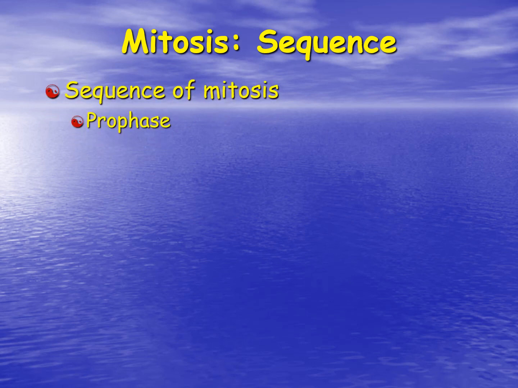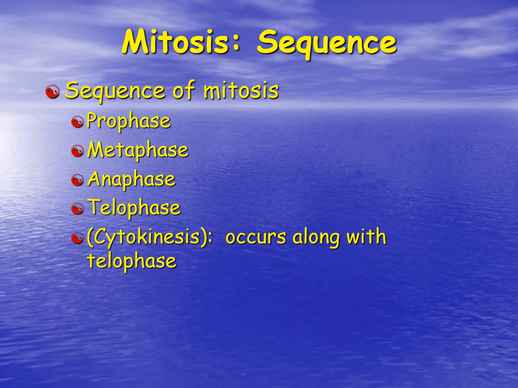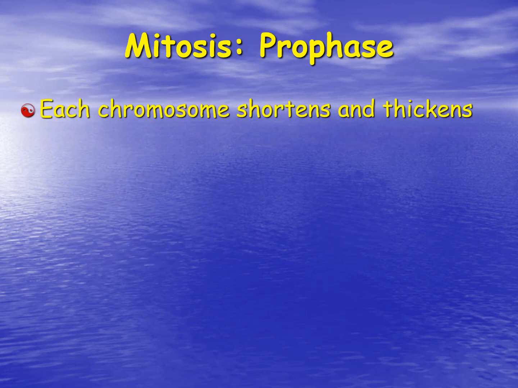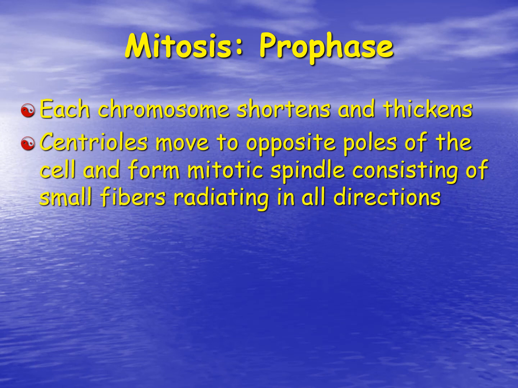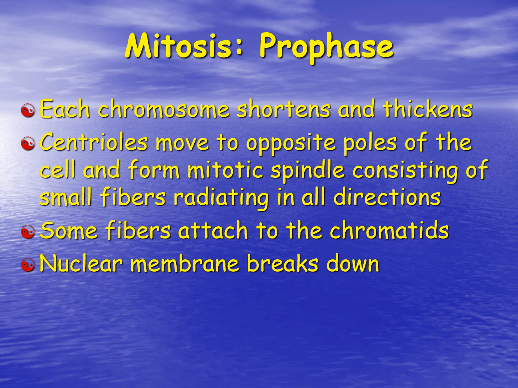The sequence of mitosis, if you remember, is prophase, metaphase, anaphase, telophase, and cytokinesis, which occurs at the same time as telophase. During prophase, the chromosomes shorten and thicken as they are packaged tightly around the histone proteins. The centrioles move to opposite poles and begin to form the mitotic spindles. Some of these spindles attach to the centromere of the sister chromatids, and the nuclear membrane breaks down.